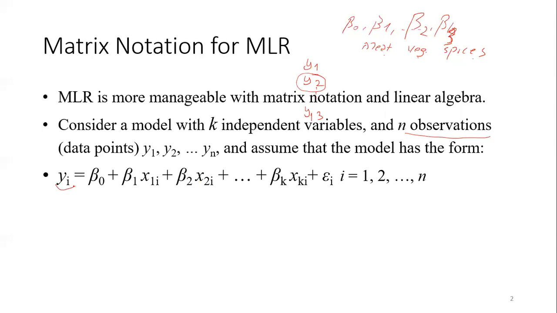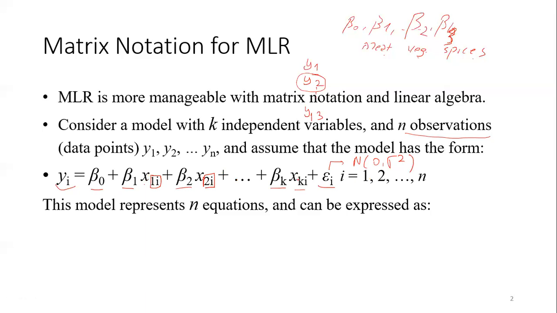The ith observation, remember I have 13 i's, is equal to beta 0 plus beta 1 x1i. Again, remember we have two indices now because I have multiple x's. Then beta 2 x2i, up to beta k xki, plus the error term epsilon i. And still this is normally distributed, this is our assumption, with constant variance sigma squared. In fact, this model represents many equations. Why is that?